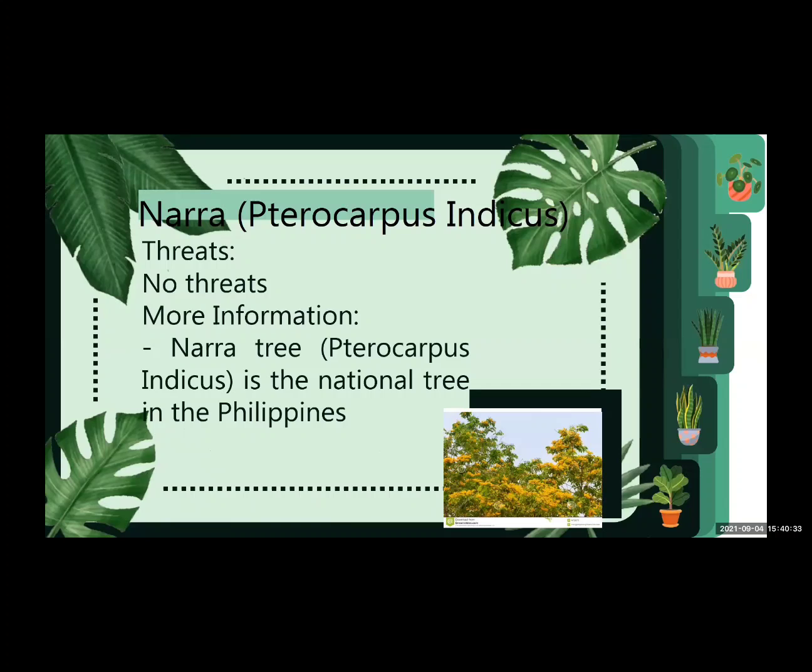So it has no threats. So about some more information about this, the Narra tree or Pterocarpus indicus is a national tree in the Philippines. So ang kanilang Narra or ang Pterocarpus indicus is usa po din ni siya sa national trees or national treasure po ni siya diri sa Philippines. So next slide.